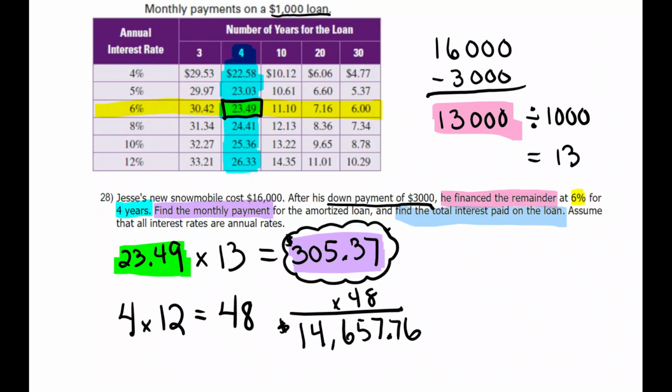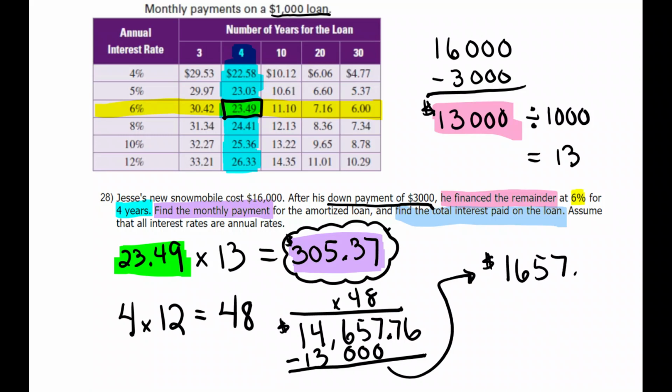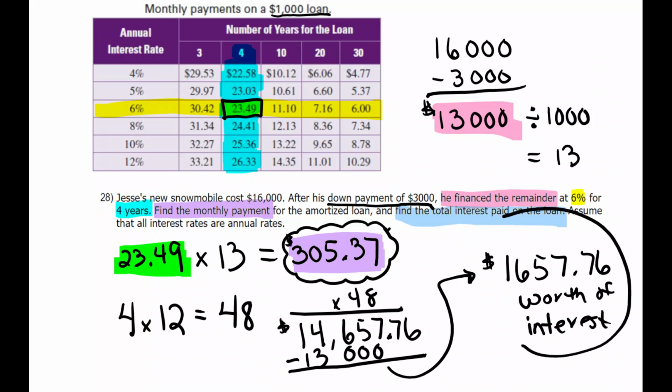But the snowmobile cost, after he refinanced it, this was the cost of the snowmobile. He already paid the $3,000, so he's financing $13,000. If you subtract the $13,000 from this, kind of running out of room, he will have spent an extra $1,657.76 worth of interest. So in order for him to take 4 years to pay this thing off, it cost him an extra $1,657.76.